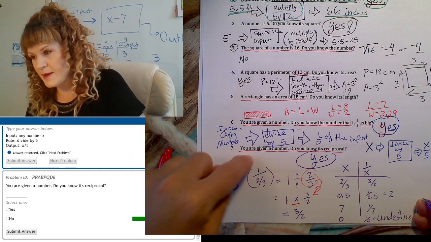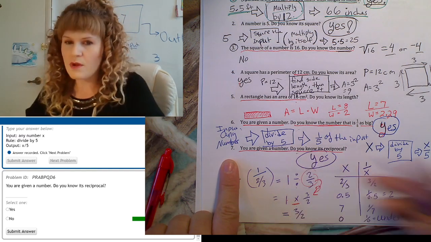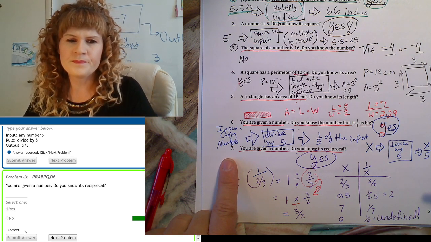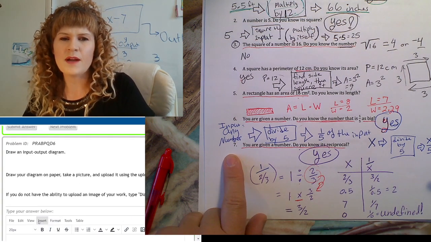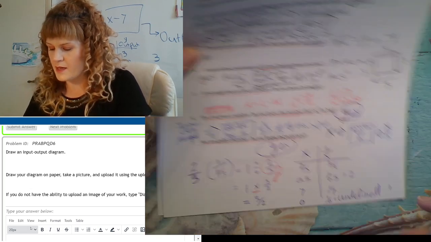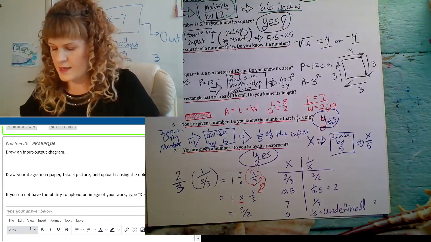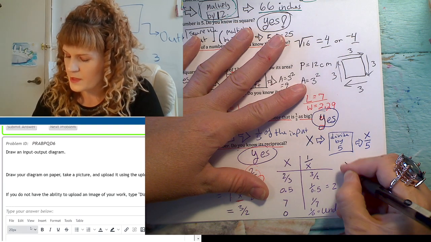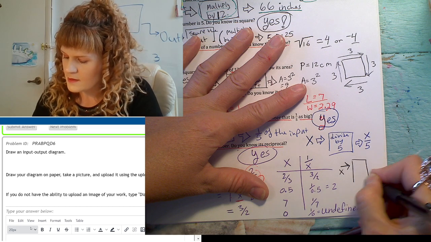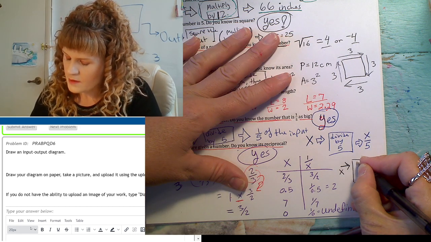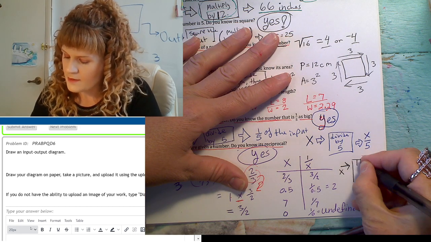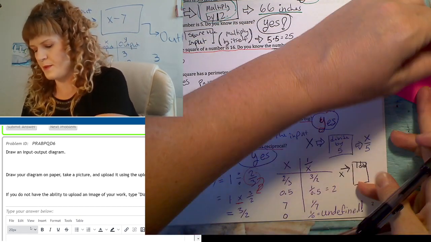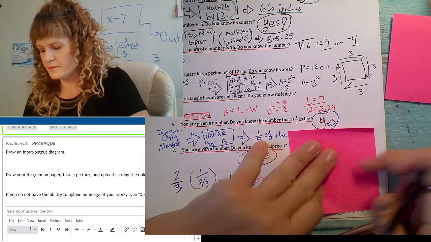So anyway, let me go back and answer the question. Do you know its reciprocal? Yes. Select yes on your computer. And then you have to draw an input-output diagram. So let me do my diagram really small right here. I'm going to show the input is any number x, and then 1 divided by the input. Oh man, I think it's too small. Let me get a Post-it note. There we go.